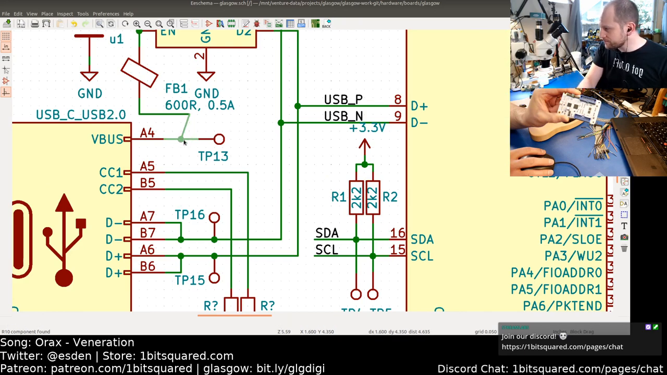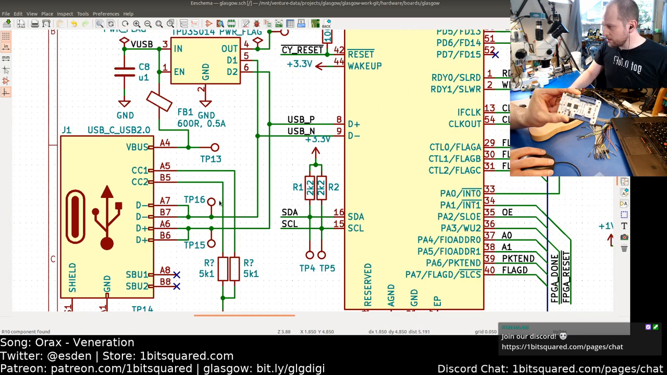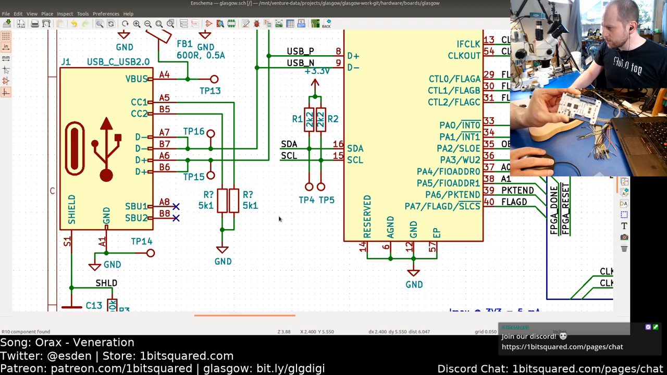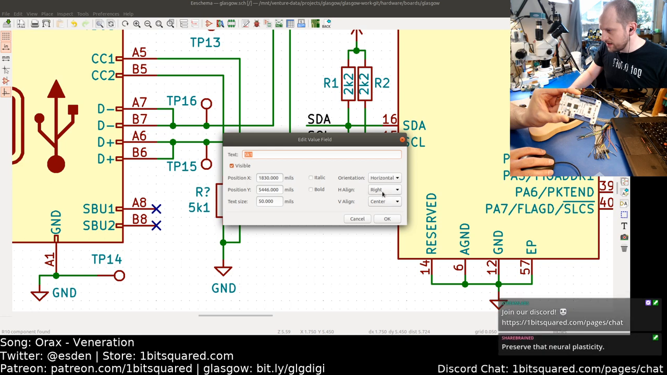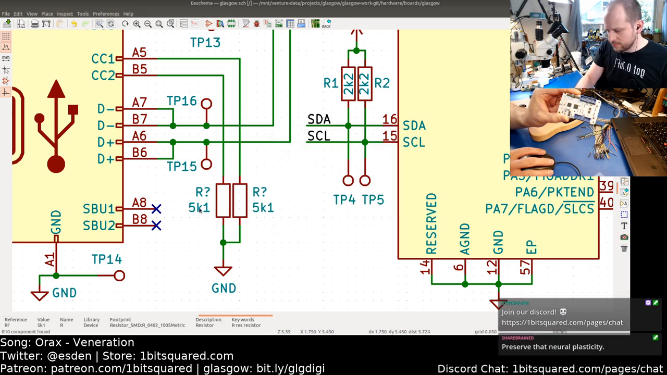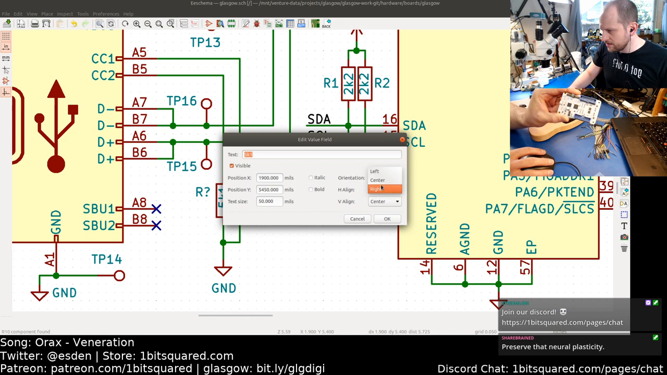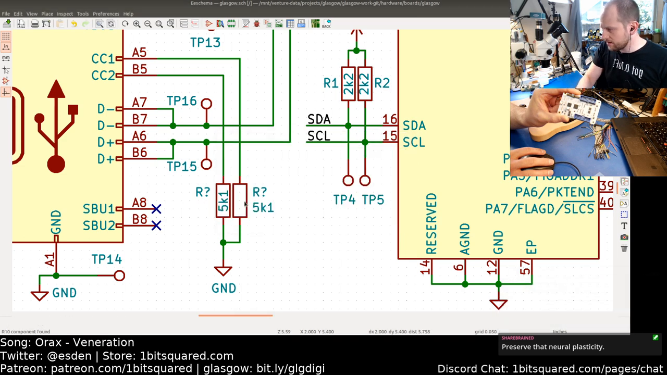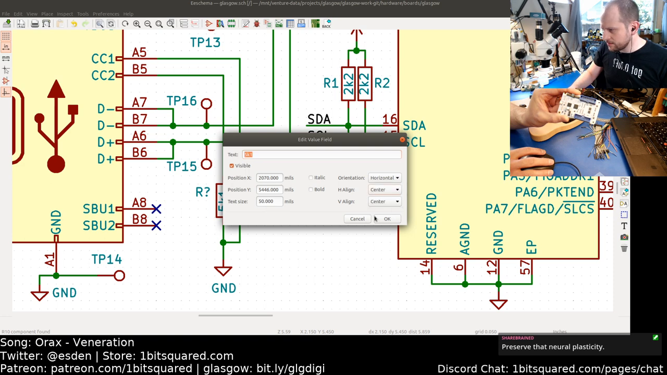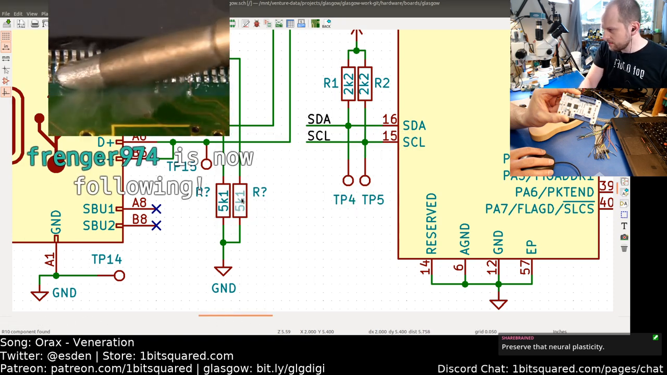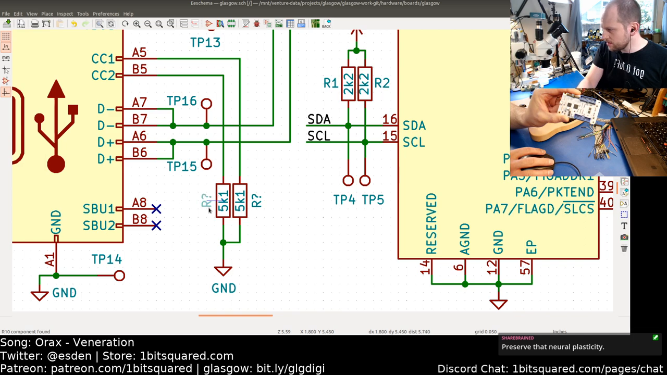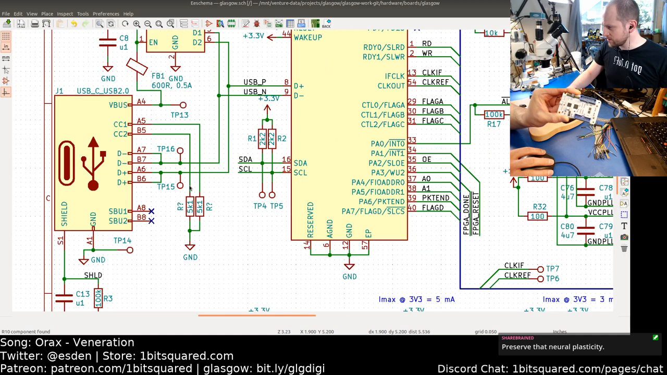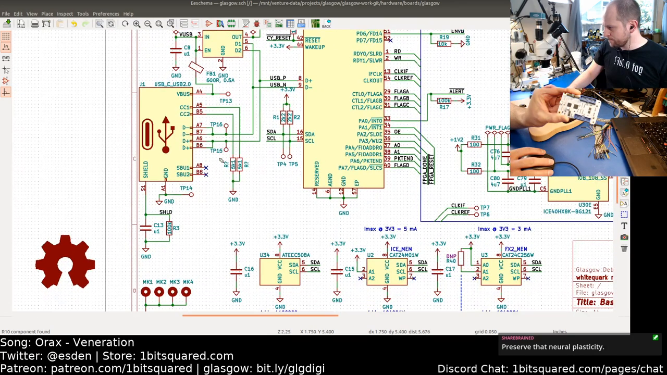Yeah, so there we go. Cool, so we have the pull downs. Let me see. VLine. Right, so I think they have to be center so that they... yep. Then again, center. There we go. Okie dokie. So yeah, we have the two resistors. So that's pretty much it. Yeah, I think that's correct.